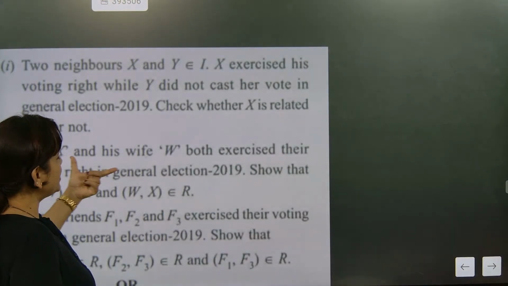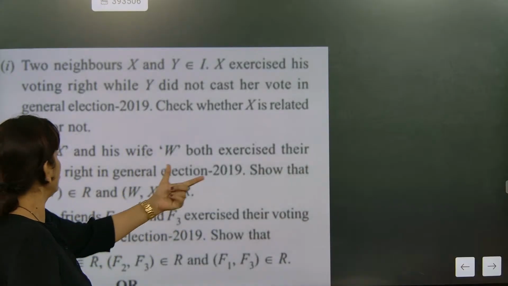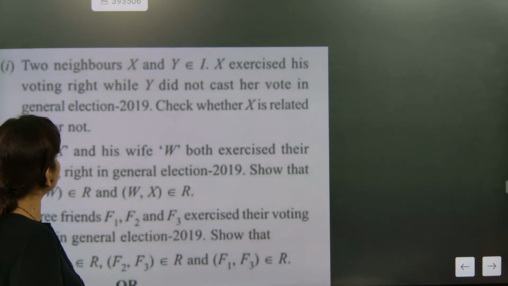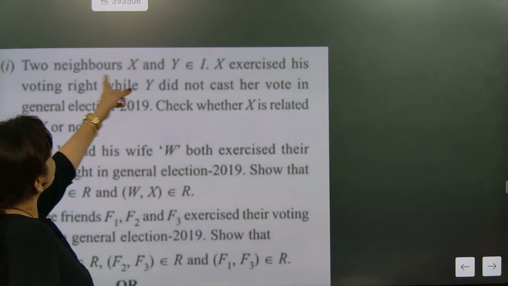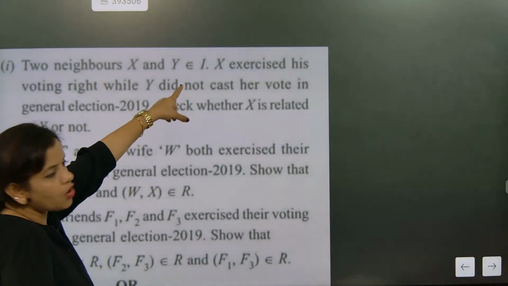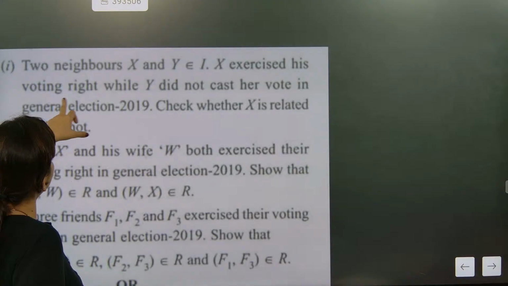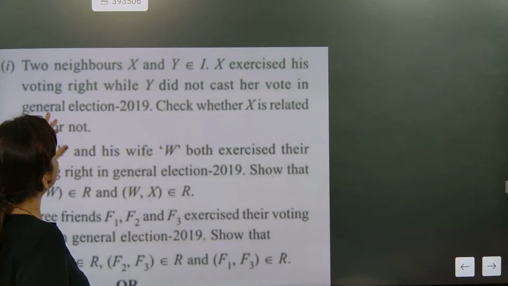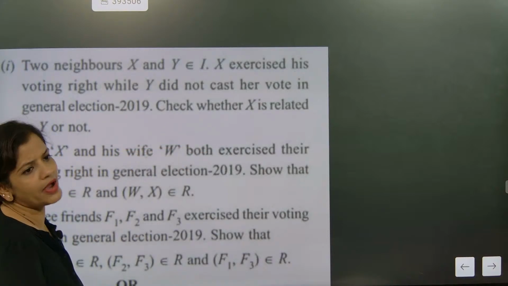Mr. X and his wife W both exercise their voting rights in the general election. Show that this belongs to R and this belongs to R. Both are belonging to R. But let's check this one out. They're telling that two neighbors X and Y, that is already in the election part, X exercised his voting rights while Y did not cast her vote in the general election. Understood or not? Check whether X is related to Y or not.